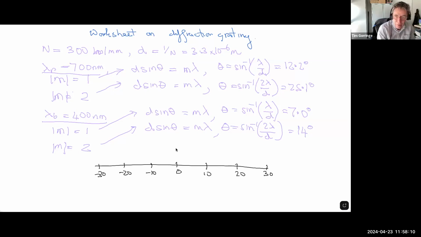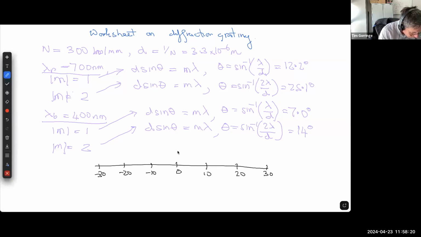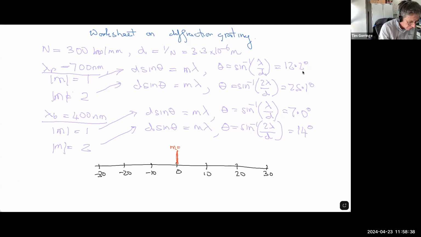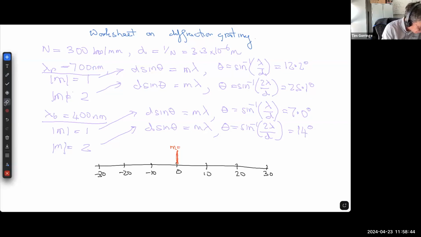I'm going to first start by sketching the locations of the red maxima, the red lines, and then we'll add to it the locations of the blue line. So the red line will form a maximum at 0 degrees. That's m equals 0. But then it will also form maxima at the angles that we calculated for m equals 1 at 12.2 degrees, and for m equals 2 at 25.1 degrees. So we've got to add those maxima.